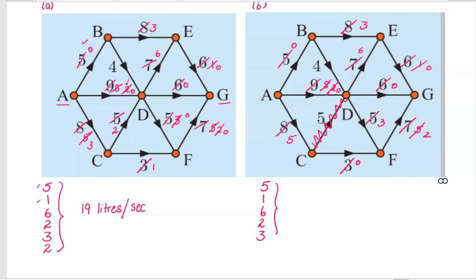And so if we add all of these up, it now changes that my maximum flow is down by 2 litres per second to 17 litres per second. And there we go. That's your maximum flow.